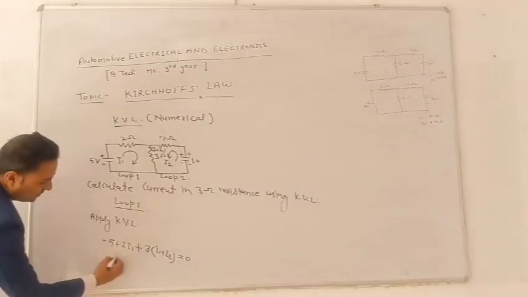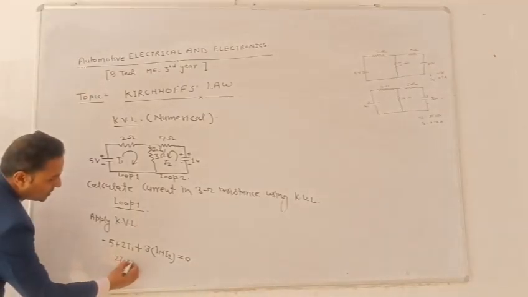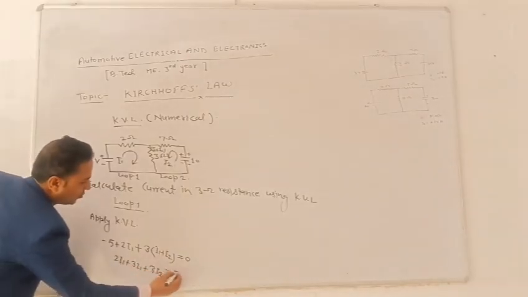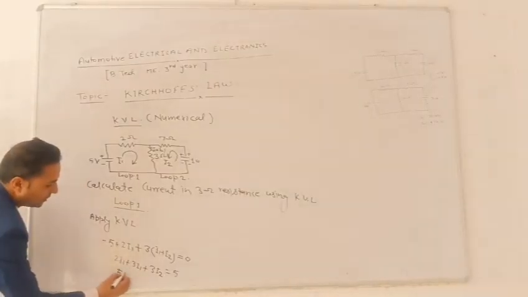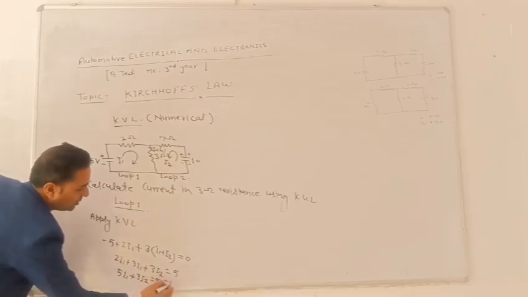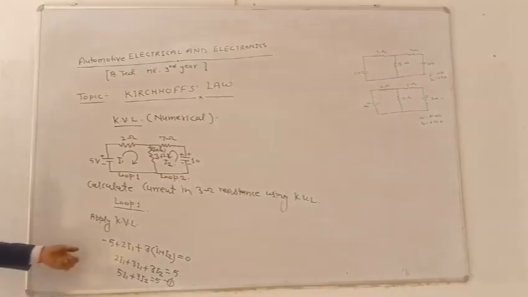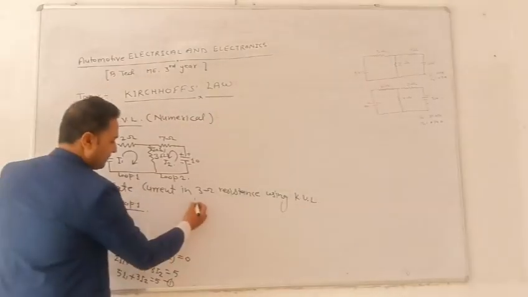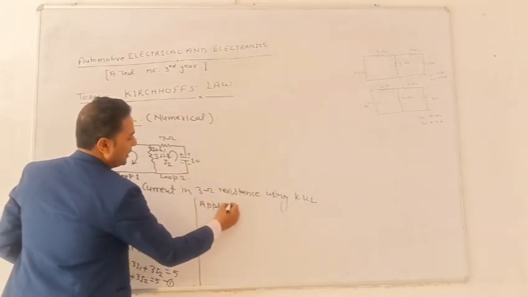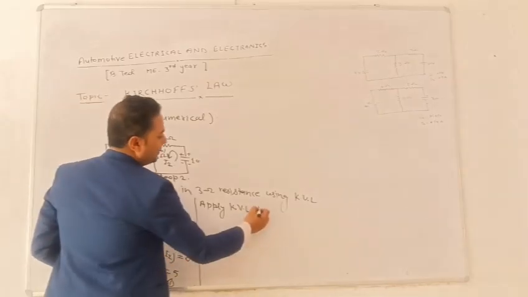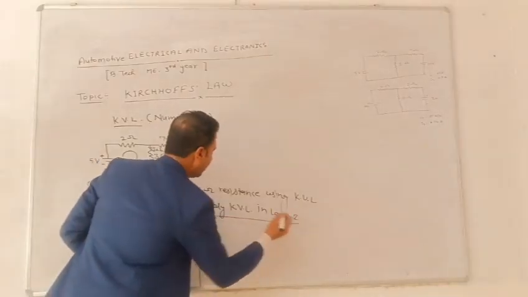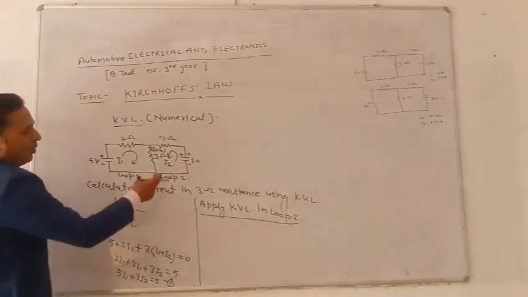Solving these, we find 2I1 plus 3I1 plus 3I2 equal to 5, so 5I1 plus 3I2 equal to 5. Equation first. Similarly, in loop second, apply KVL in loop second.